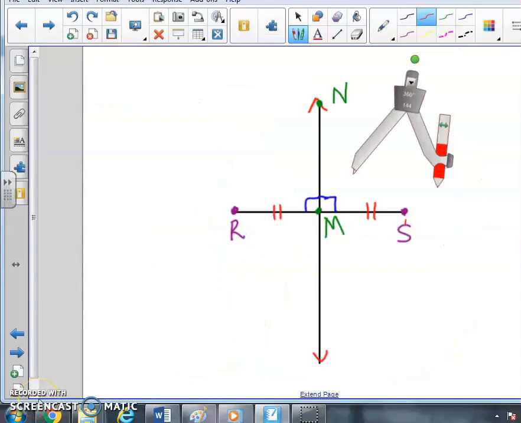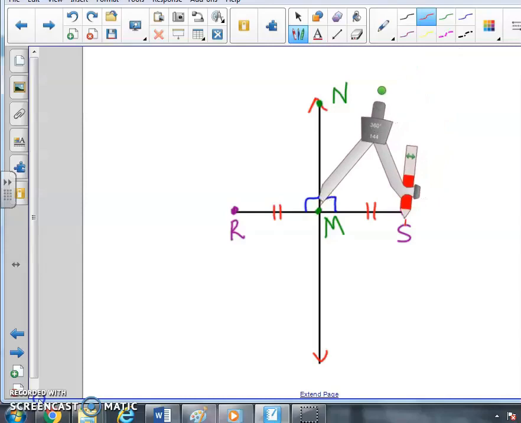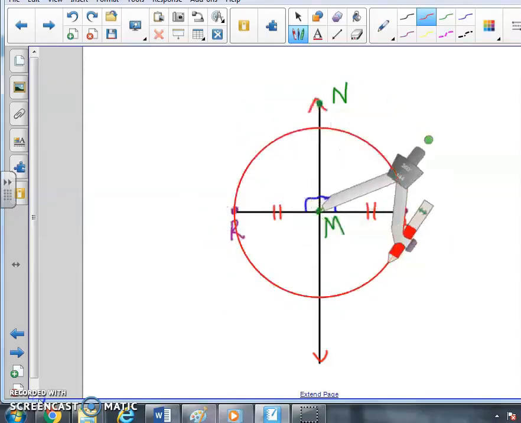In number 4, they're asking us to label the midpoint of line segment RS as point M, and then using that line segment, construct a square. Well, what do we know about a square? We know that all 4 sides are congruent in length. So if we take our compass and physically measure the length of the radius from point M to point S, we open our compass to that length and then draw a circle.